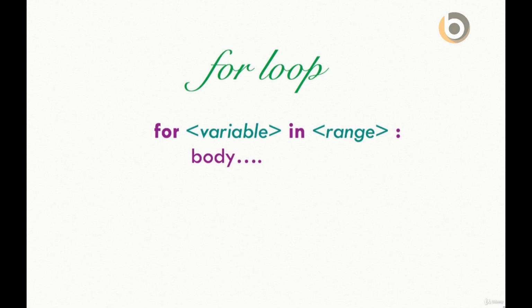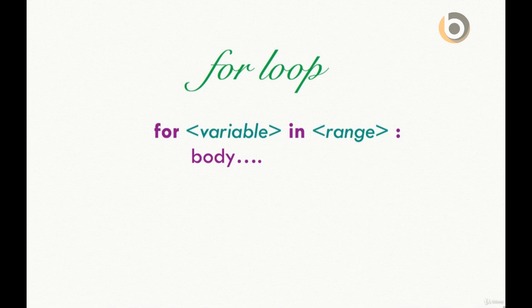In this session, we will learn about the for loop. For loops start with the keyword for, followed by a variable. This can be named anything because this is a variable that will contain a single value for each iteration of the for loop. Next we have range.